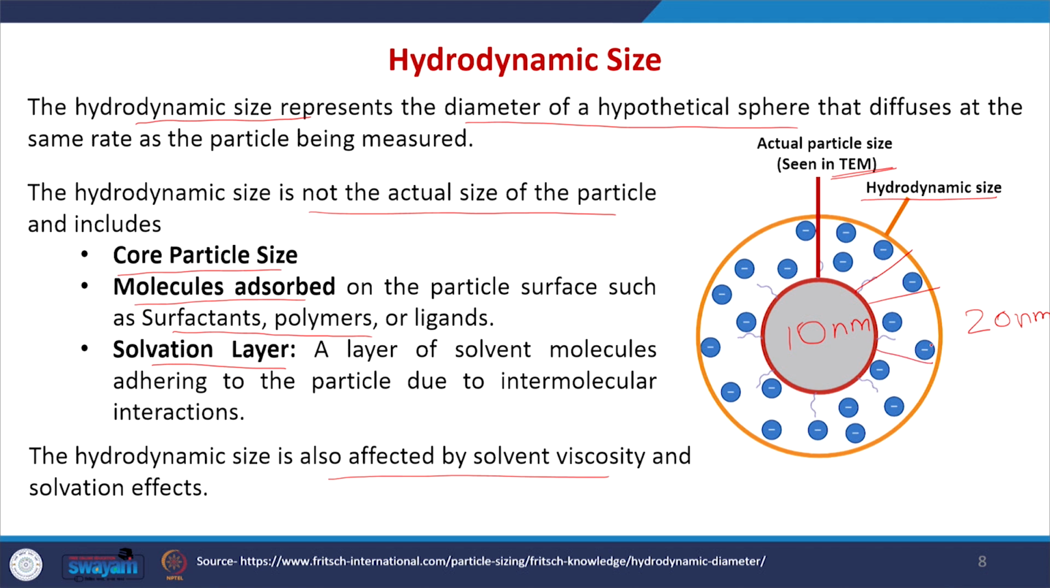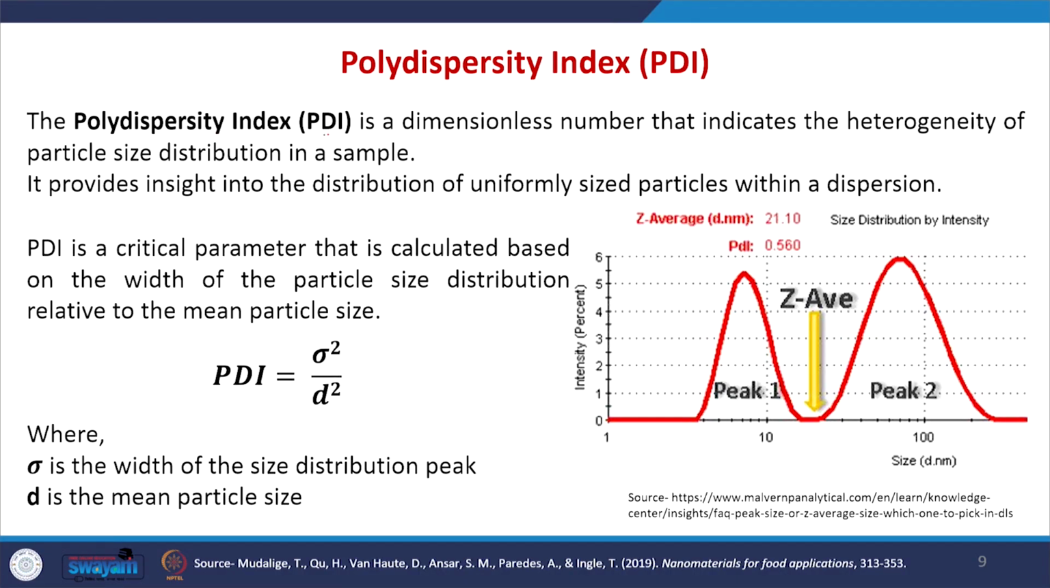Let us see what is polydispersity index. The polydispersity index, PDI, is a dimensionless number that indicates the particle size distribution in a sample, and it provides insight into the distribution of uniformly sized particles within a dispersion. This PDI can be calculated based on the width of the particle size distribution relative to the mean particle size.